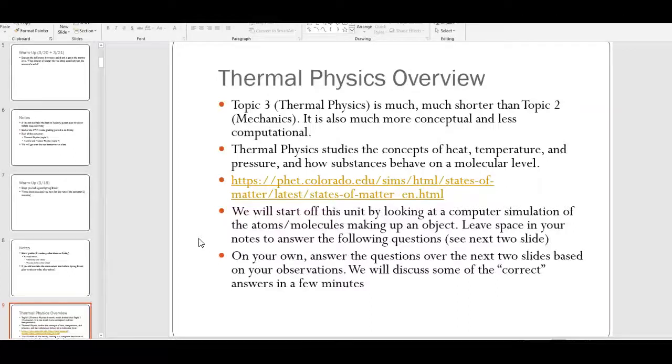Okay, so today we're going to start the next unit. This is topic 3, thermal physics. We are officially done with mechanics. I know it's been a long time coming, but we can finally move on to a branch of physics that does not have to do with motion.